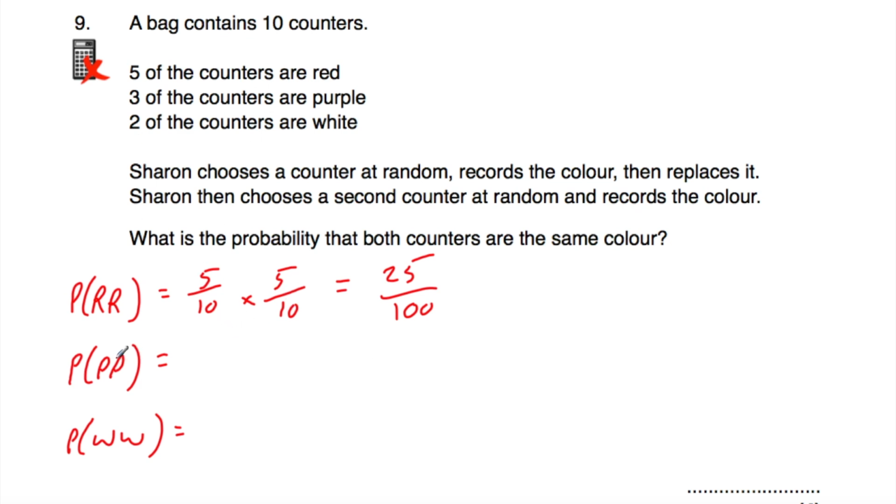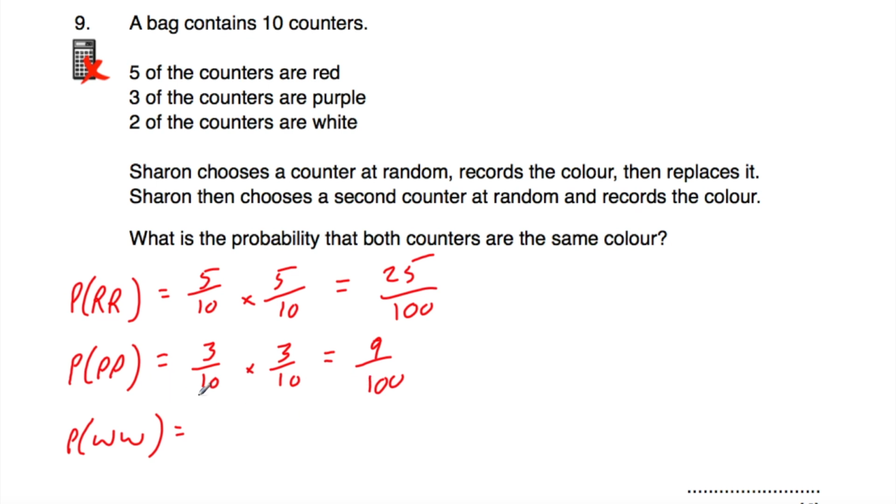Okay, next, the probability of a purple and then a purple. So the probability of the first one being a purple is 3/10. The probability of the next one being a purple would also be 3/10, because remember the counters are put back in, so there's still going to be 3 purple counters out of the 10. 3 times 3 is 9, and then 10 times 10 is 100, so that's 9/100ths.